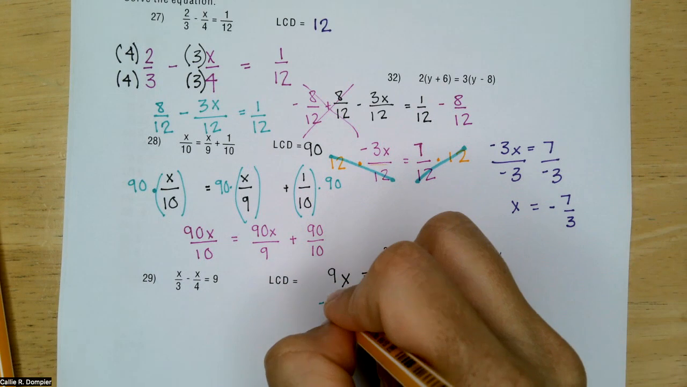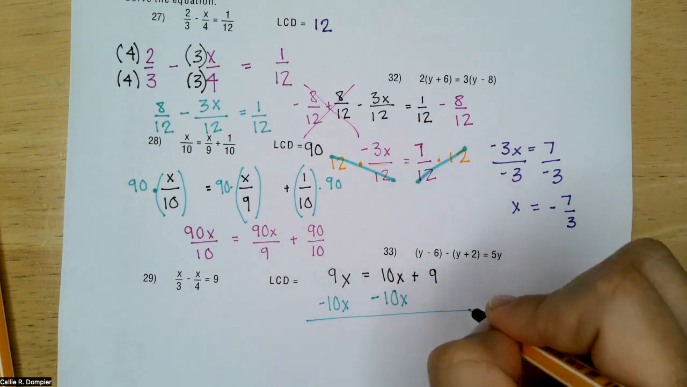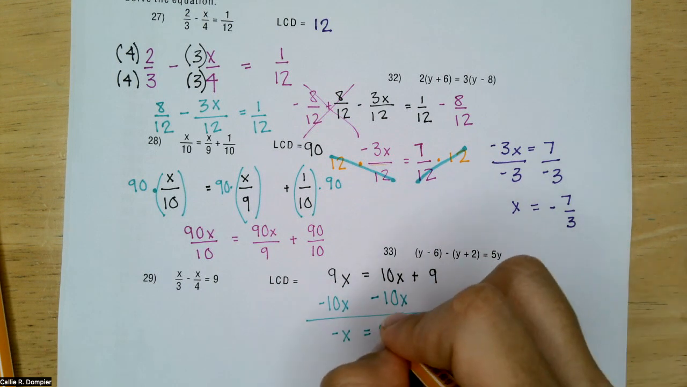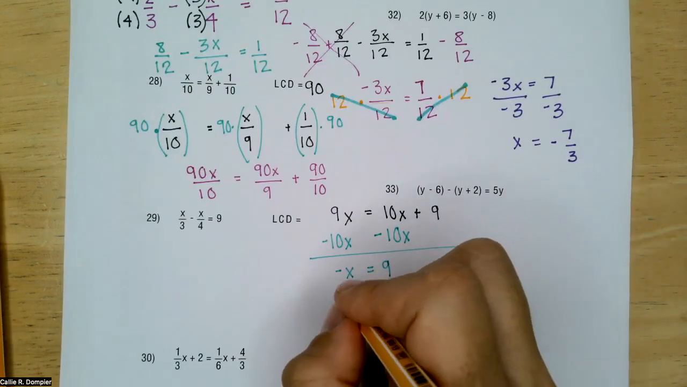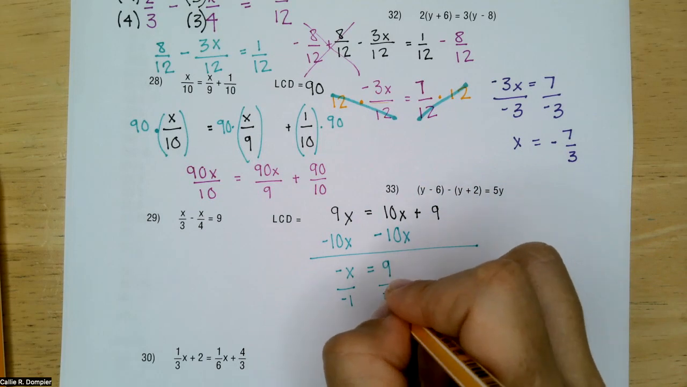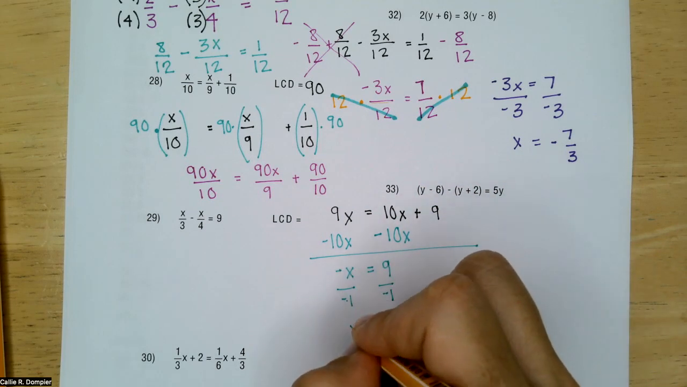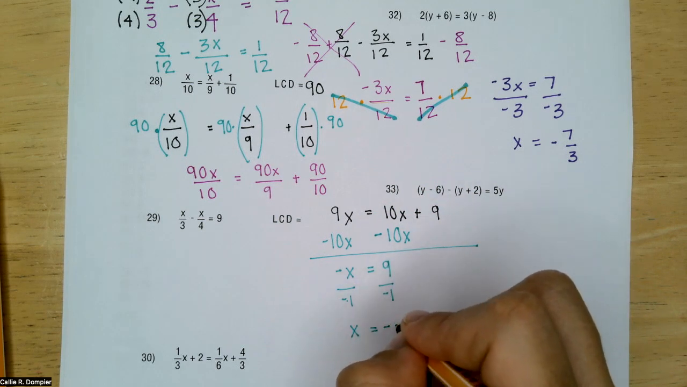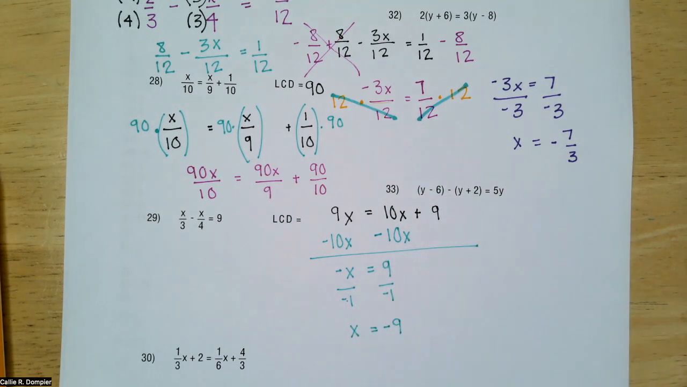So we're solving for x. We're going to subtract 10. 9x minus 10x is a negative x equals 9. Now we need to divide by -1. Negative divided by negative makes it positive. Positive divided by negative makes it negative. X equals -9. Okay. All right.